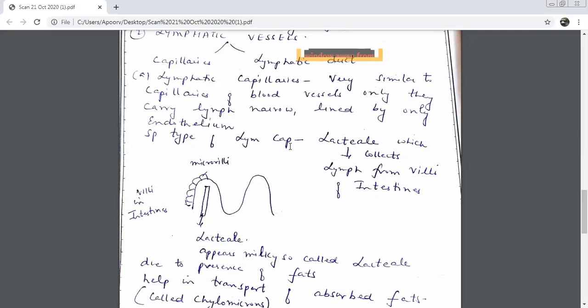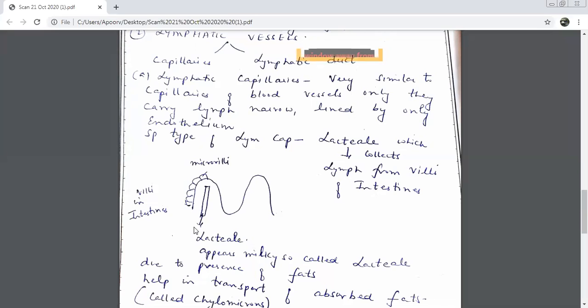Obviously, capillaries are collecting lymph. This specific capillary which is named lacteal, I'll tell you why we call it lacteal. I'll be discussing it with you. This is going to collect lymph from which area? The villi of the intestine. If you see, I've drawn these villi. You know what are villi? Okay. So these are drawn villi. Villi are found in which organ? Intestine.